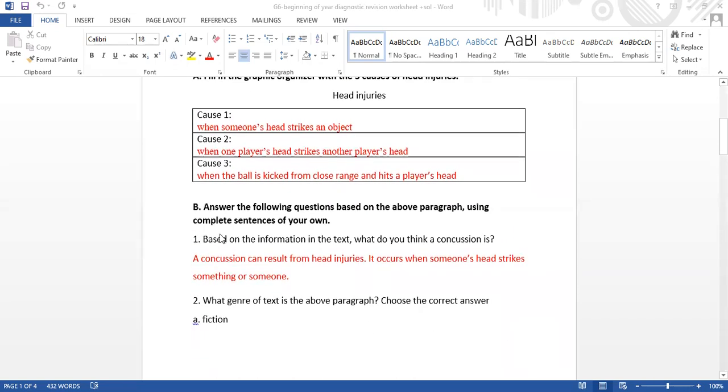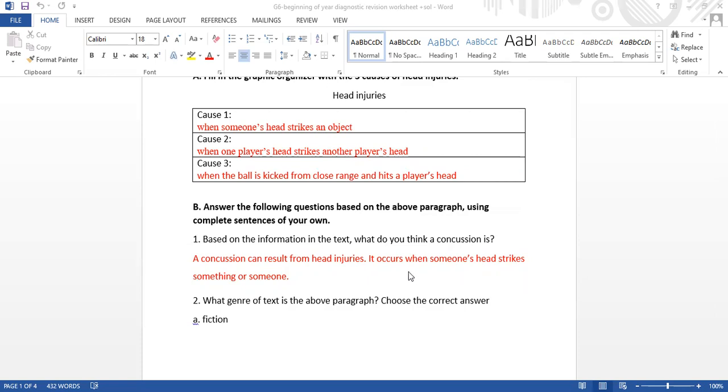Now, part B, you had to answer the following questions based on the above paragraph using complete sentences of your own. We already solved also this part. So based on the information in the text, what do you think a concussion is? You also gave different ideas. So here is one similar to what you said.